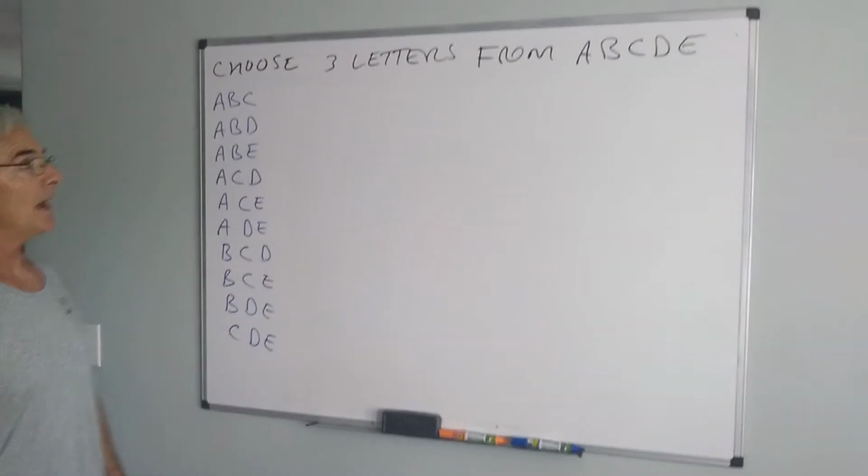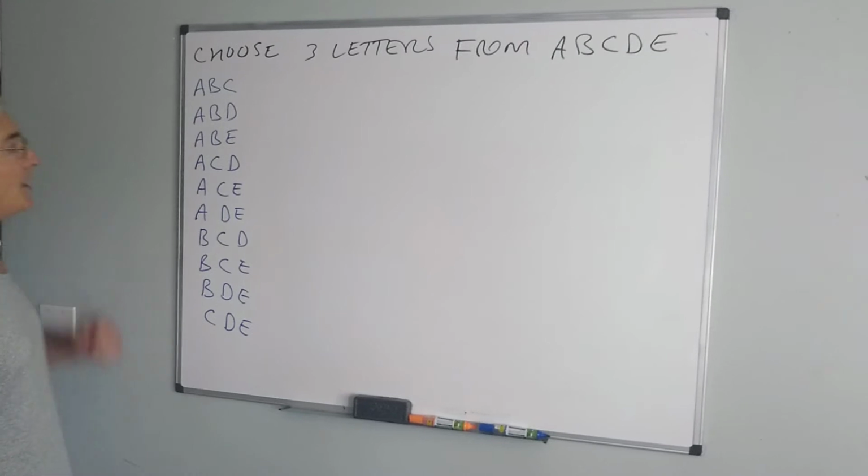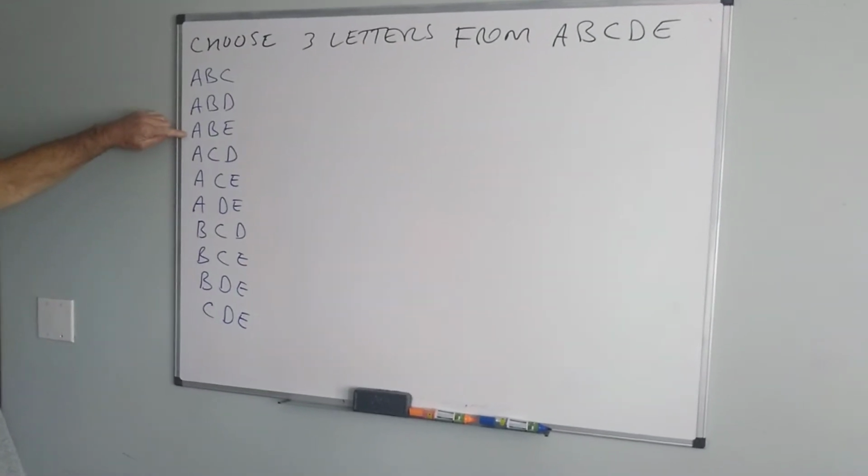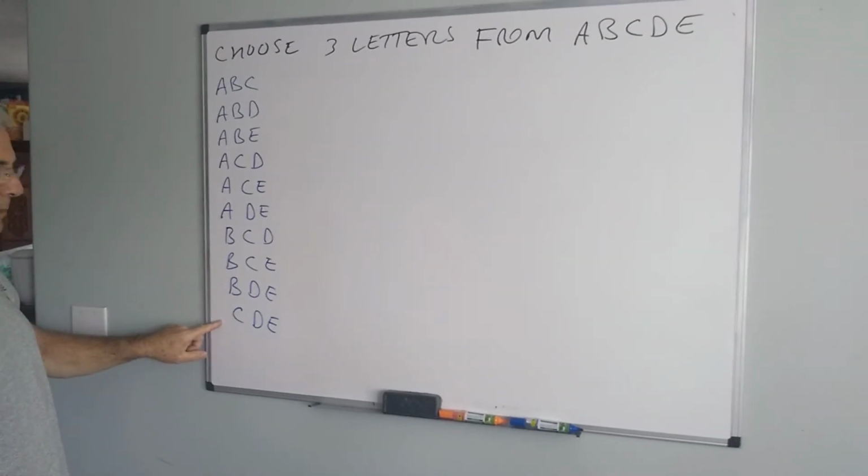Hello everyone. I'd like to choose 3 letters from the letters A, B, C, D, and E. Now my possible choices are A, B, C; A, B, D; A, B, E; and so on. As I exhaust all the letters, you notice I have exactly 10 possibilities.